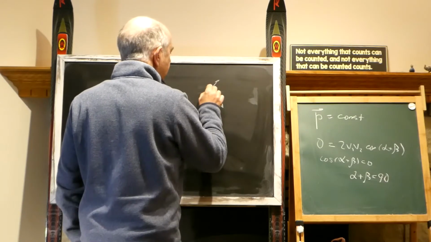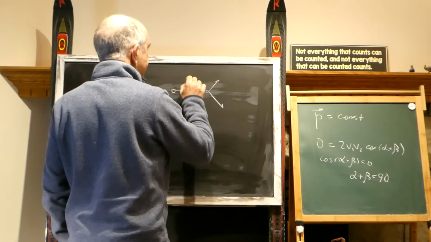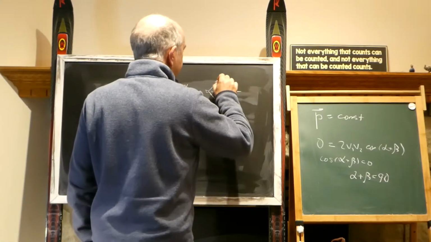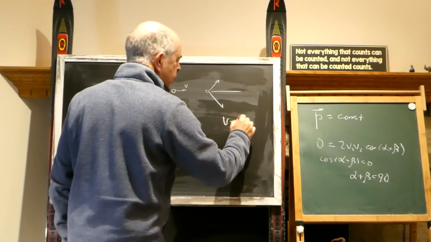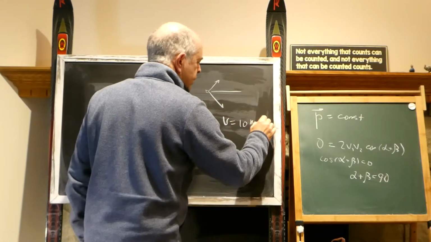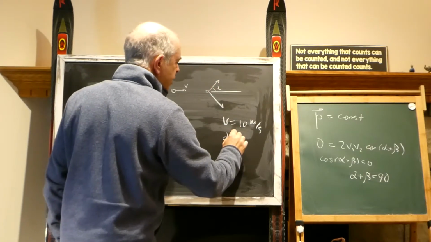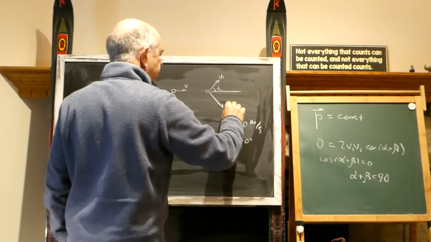No matter what. One will go here, another will go here, and they will fly at 90 degrees. And in this problem they want us to find the final speeds, and they give us the initial speed of the first ball, 10 meters per second, and they also tell us that this angle is 30 degrees. So they want to find V1 and V2.